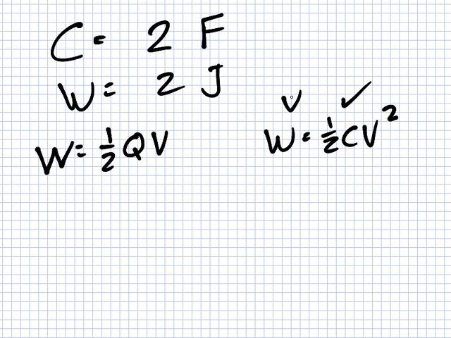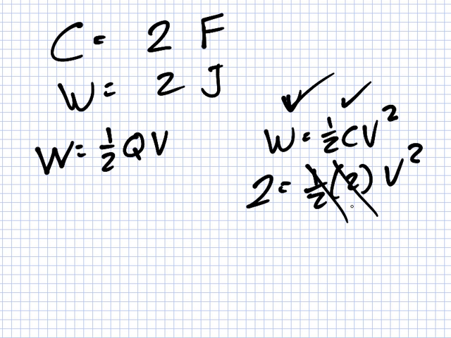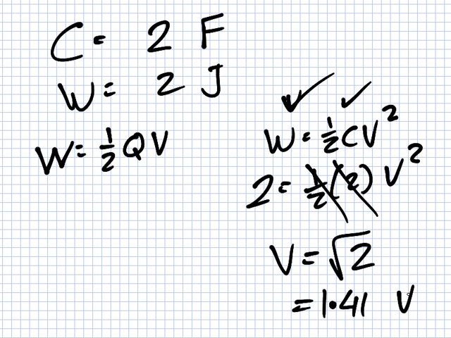I can just use this one, can't I? So what's the W? 2. And the C? 2. This is easy. I made this one too easy. V is the square root of 2, 1.41 volts. Okay, one more and then we'll start the next lesson.